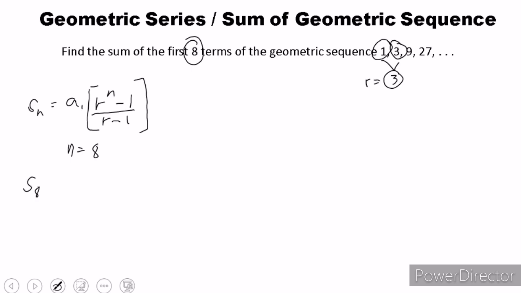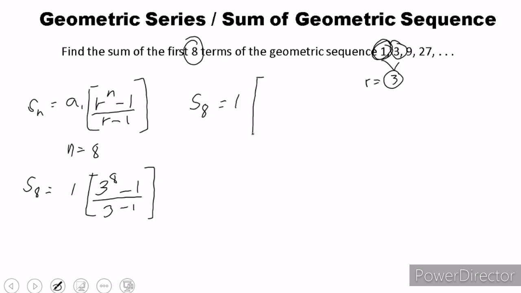So, S sub 8 equals, yung A sub 1 natin is 1, times, yung common ratio natin is 3, raised to n, ang n natin ay 8, minus 1, over, yung common ratio natin ay 3, minus 1. Ayan. So, S sub 8 is equal to 1. 3 raised to 8 is 6,561. 6,561 minus 1 divided by 3 minus 1 is 2.